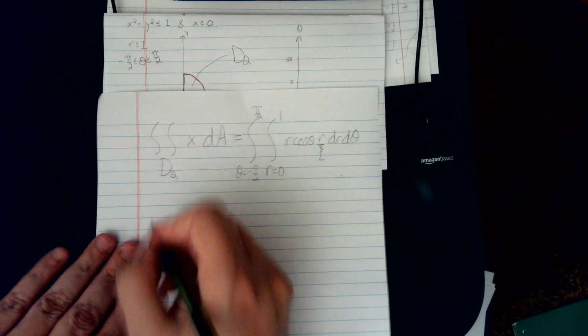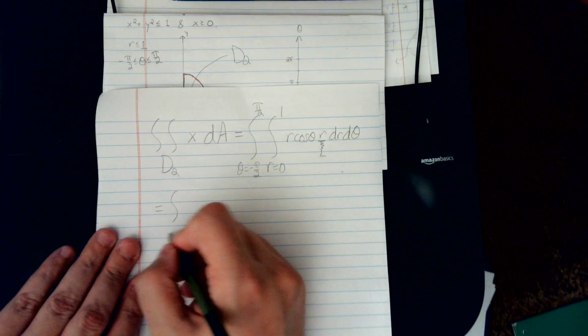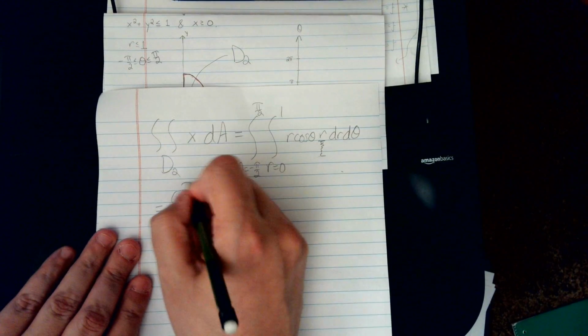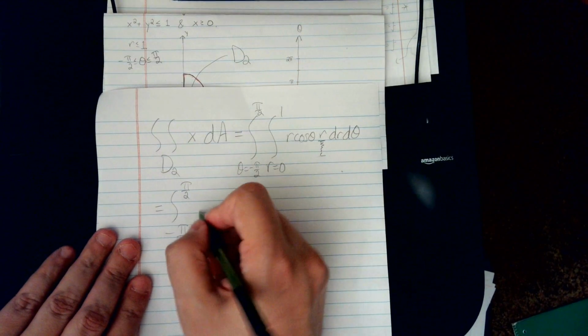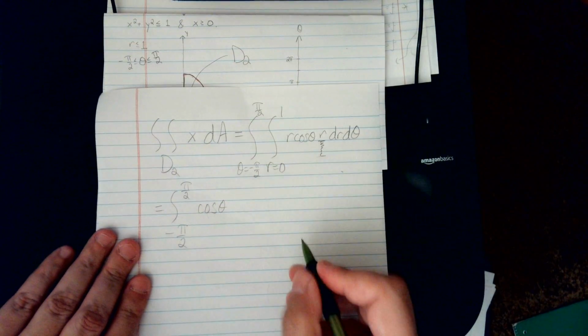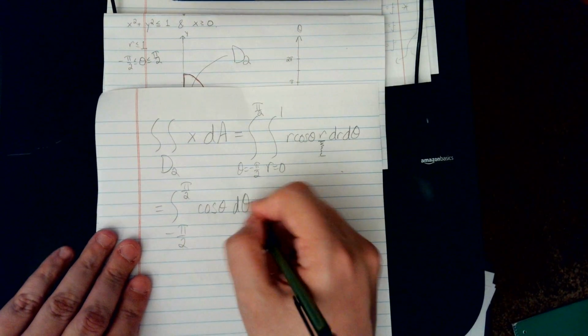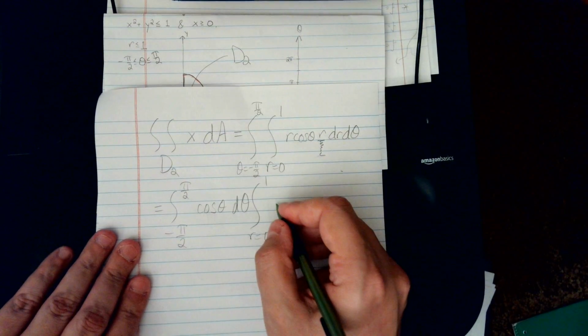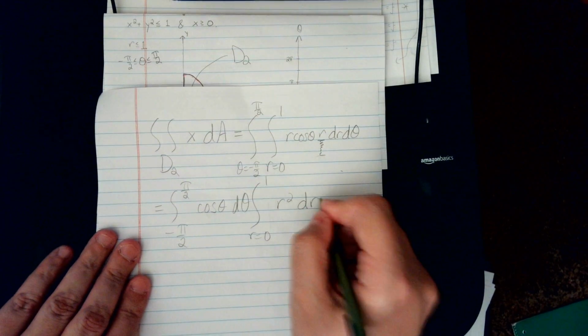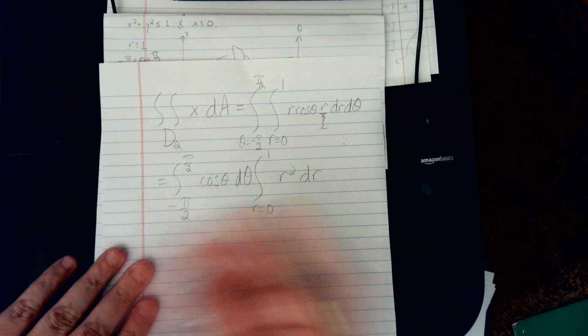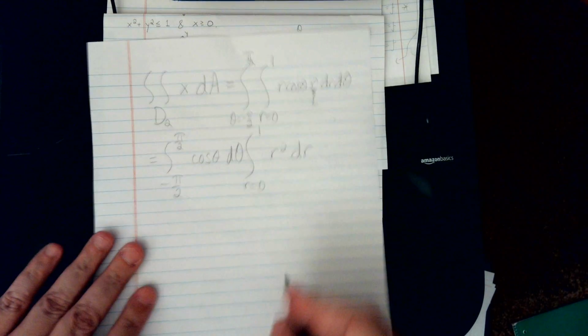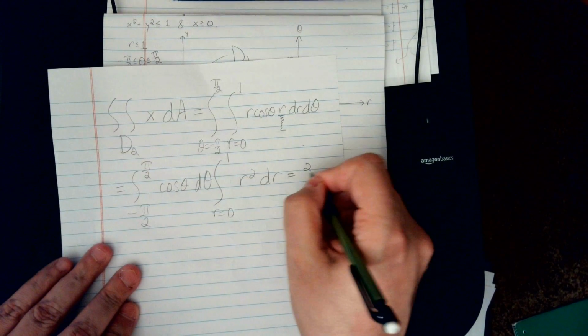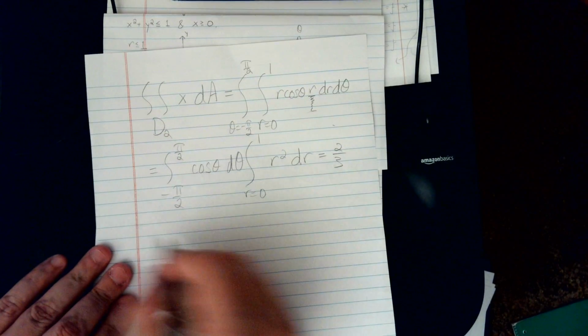Okay, so what is this? Well, I have an integral from minus pi over 2 to pi over 2 of cosine theta d theta. If you like, you can write it as a product altogether, r equals 0 to 1 of r squared dr. 1/3. I think it should be 2/3. Great.